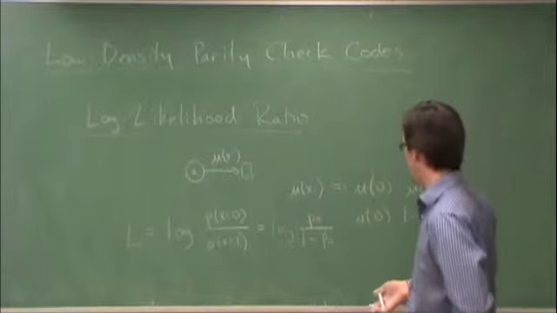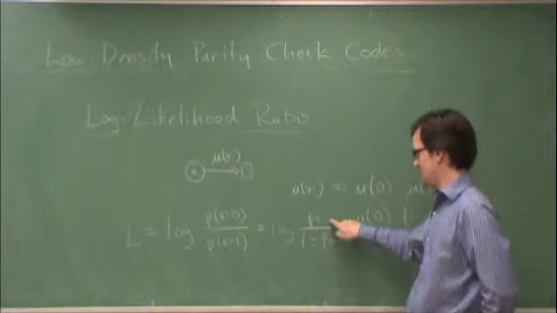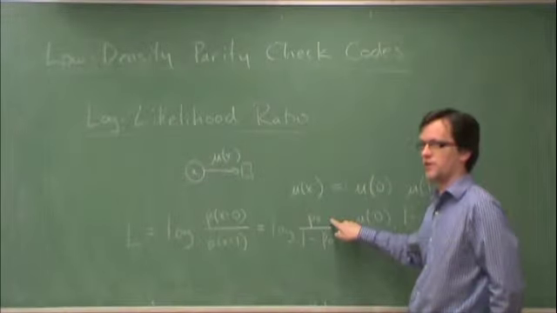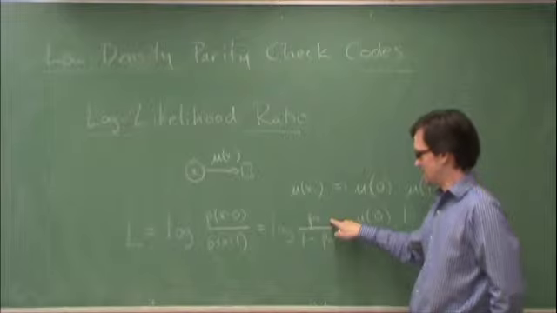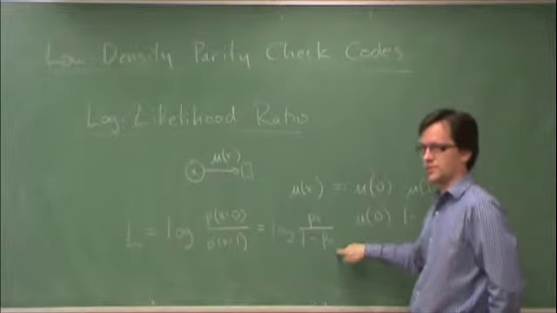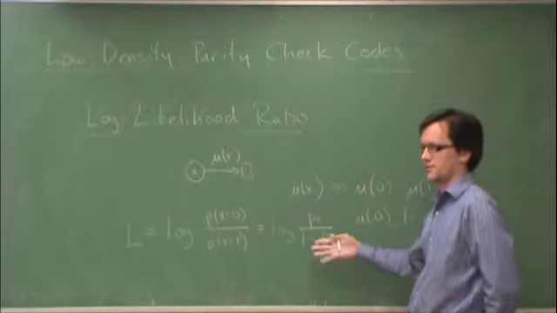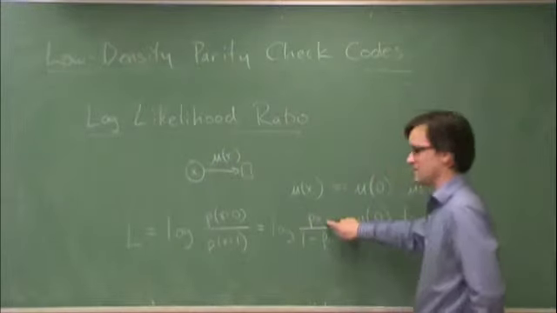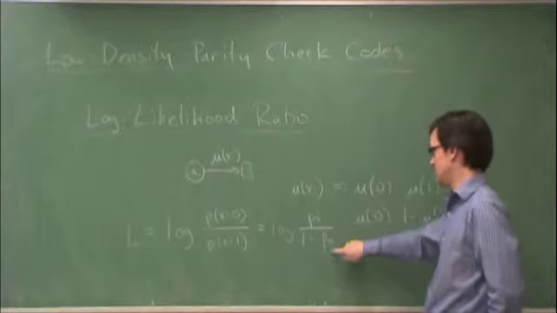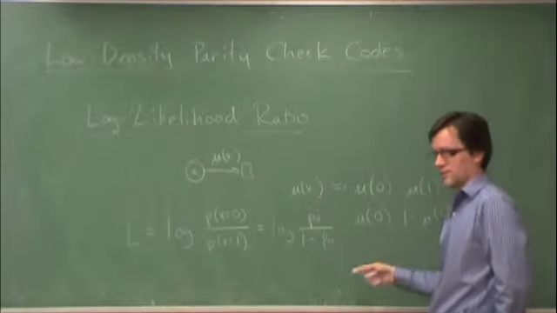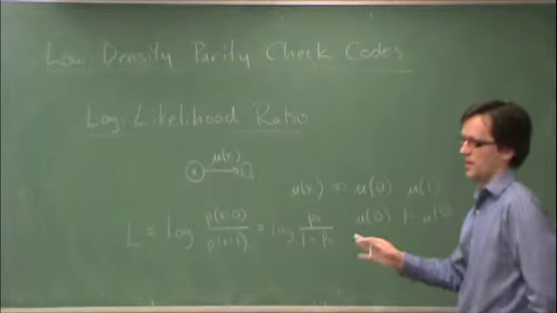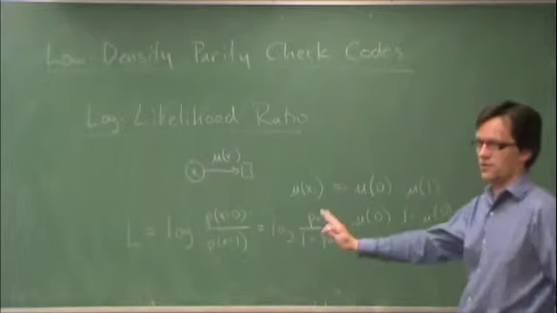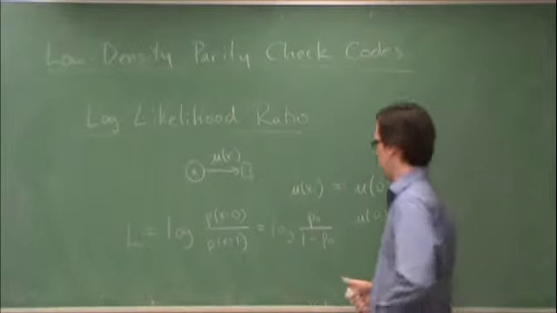And in fact, if p0 is 1, if you're 100% certain that x is 0, what is this? It's 1 over 0, which is infinity. Log of infinity is infinity. On the other hand, if you are certain that x is not 0, then this is 0 over 1, which is 0, and log of 0 is minus infinity. So those extreme values are also important.